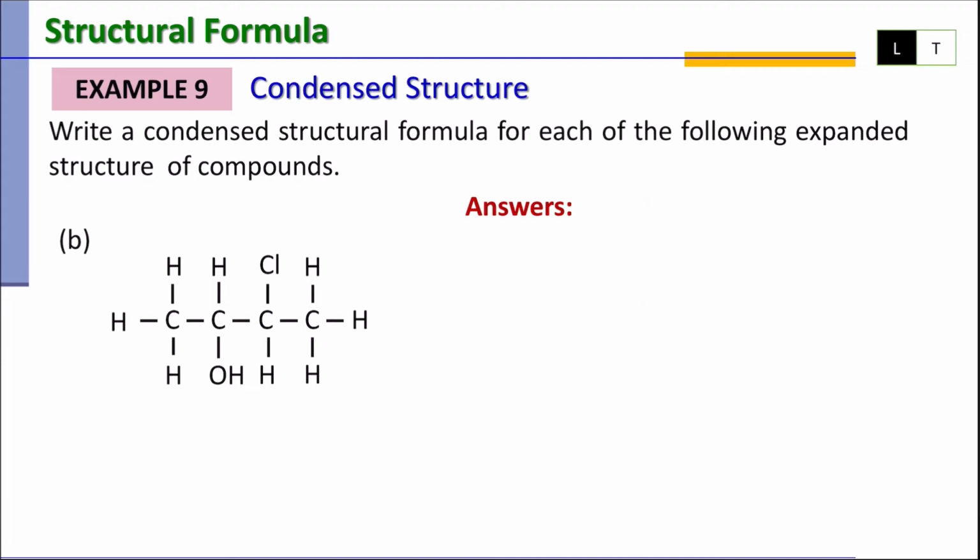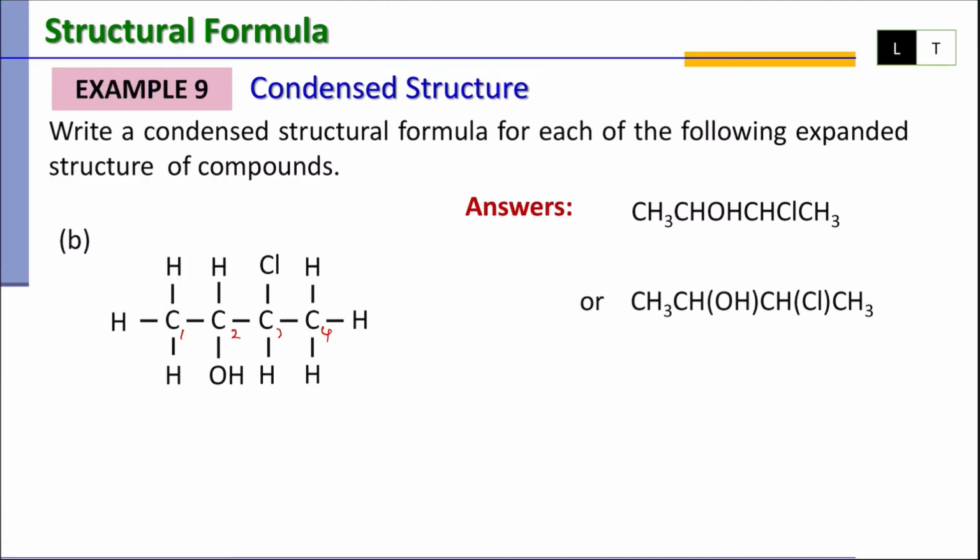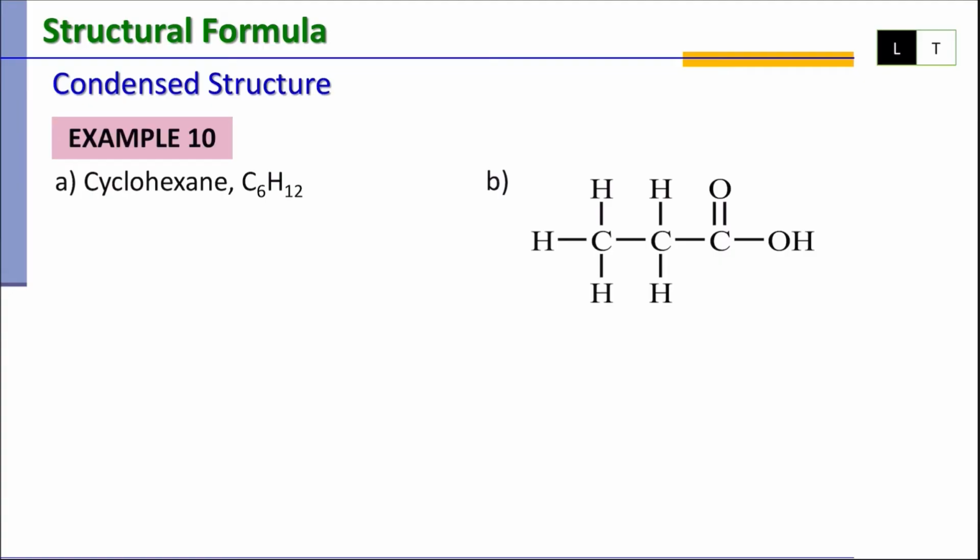Kita cuba B pula. So B kita mula daripada kiri ke kanan. 1, 2, 3, 4. So the first way saya tulis tanpa bracket. Okay, from left to right. And then yang kedua, saya mulakan daripada left to right, cuma untuk OH dan Cl saya letak dalam kurungan. So dua-dua cara ni diterima sebagai condensed structure. Next one, kita go a bit more in depth.